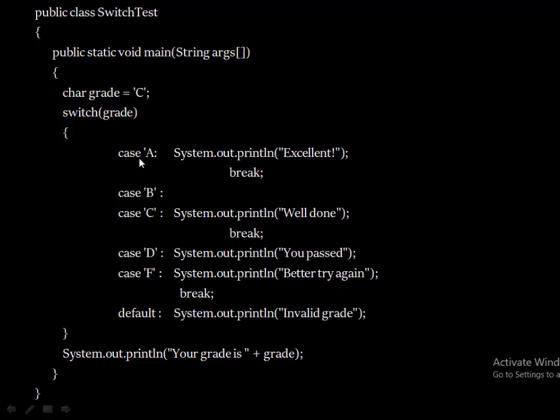So it will check the first case label. Is A equal to C? No, this block will not be executed. B, no, again it will not be executed. C, yes, it will match the label with the third case. So these statements will be executed. It will print, well done, so your grade is C. So this will be the output. Let us execute this program and check.